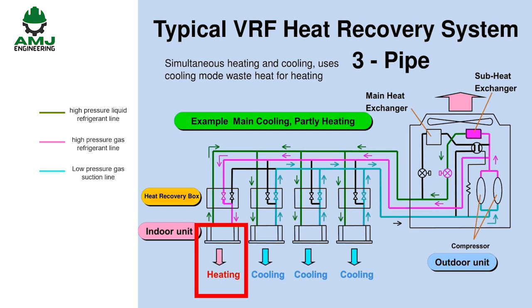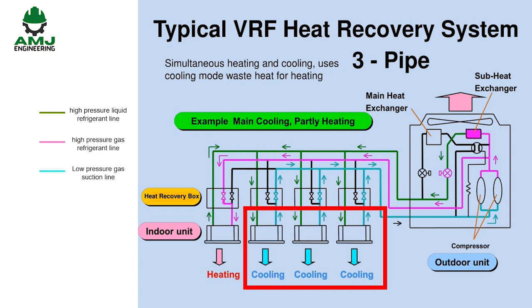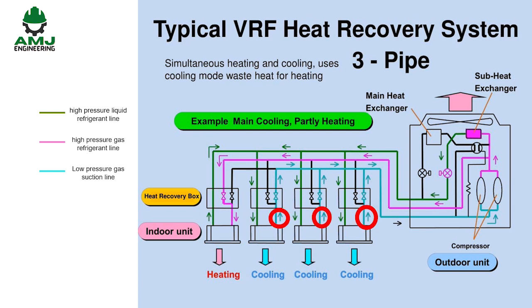An indoor terminal unit in heating mode is supplied with high-pressure gas refrigerant from the heat recovery unit. The heating mode indoor terminal unit acts like a condenser, and the refrigerant exits as a high-pressure liquid and proceeds back to the heat recovery unit. The heat recovery unit combines high-pressure liquid exiting heating zones with high-pressure liquid from the outdoor condensing unit and directs it to any indoor terminal units that are in cooling. The cooling mode indoor terminal unit acts like an evaporator, and the refrigerant exits as low-pressure gas, returns to the heat recovery unit, and then proceeds to the outdoor condensing unit to begin the cycle again.